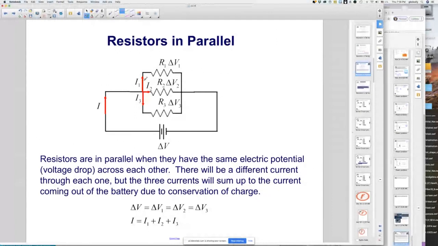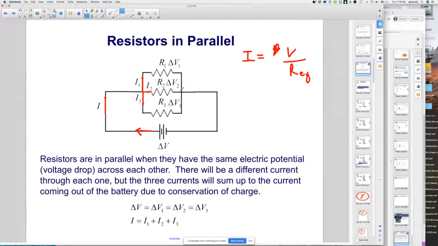If they're in parallel, things are a little bit different. As I mentioned before, there's a current I coming out of the battery. This is the current you get if you find the equivalent of these three resistors: voltage divided by R equivalent. But that I, whatever number it is, splits up into three.